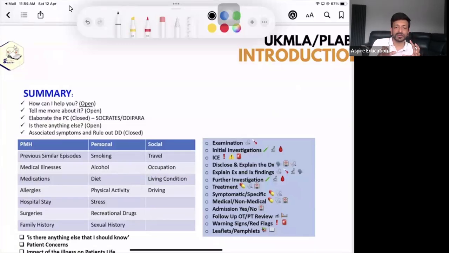Sometimes when the patient says, I'm in pain, we tend to say, okay, tell me, where is the pain? For how long have you had pain? Don't do that. What you're supposed to do is say, tell me more about it. Tell me more about it. Always an open question. The patient will tell you something about their pain. Whatever they have not told you, you can elaborate by asking closed questions as well. Right? And you have to fulfill your Socrates and ODPARA. That's how it is done.